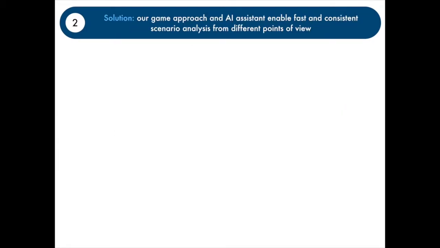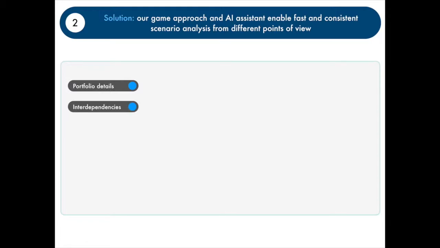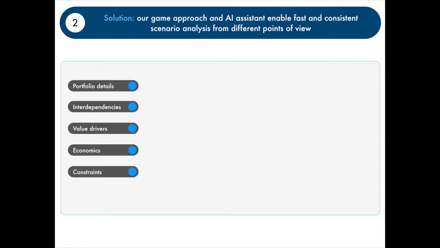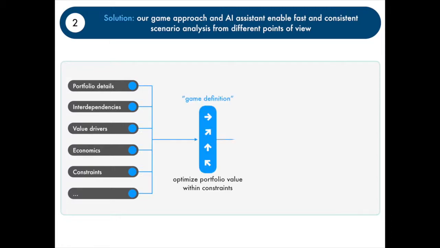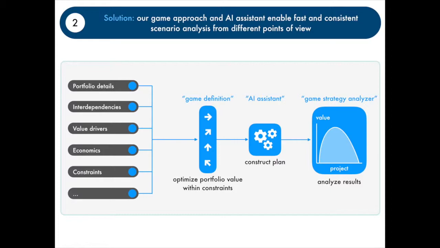In our approach, we develop an AI assistant that learns how to construct an optimal plan for any set of inputs, value drivers, and constraints. The game includes key elements and rules such as portfolio details, interdependencies between projects, value drivers, project economics, and constraints, such as capital availability or execution capacity. The game is played by an AI assistant, which learns itself to construct an optimum plan. We then analyze the results and use that insight to test alternatives or different strategies.